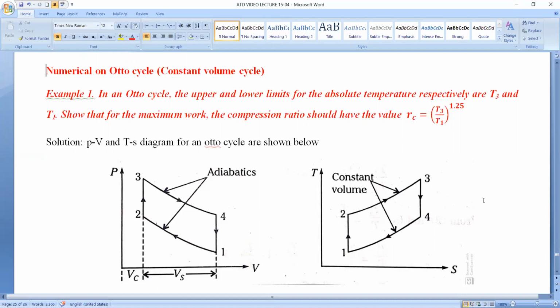So this is the first numerical on Otto cycle. This is very important from your examination point of view. Let's read the problem carefully. It's like a derivation type. It's not a problem. We don't have any numerical value in this.